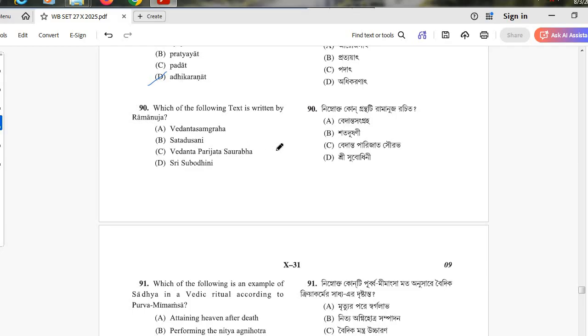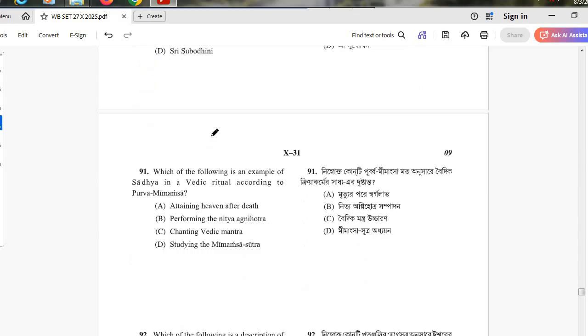Which of the following texts is written by Ramanuja? A, Vedanta Sangraha. B, Shatadushani. C, Vedanta Parijata Saurabha. D, Sri Bhashya. Question 90, option 1, Vedanta Sangraha.